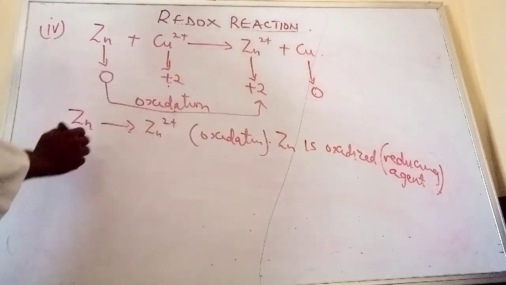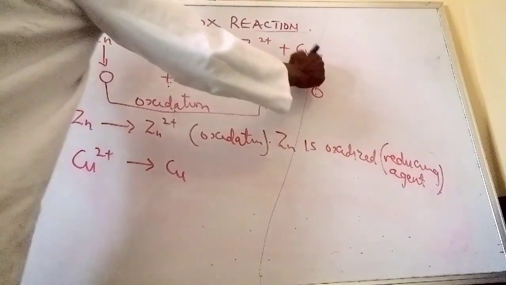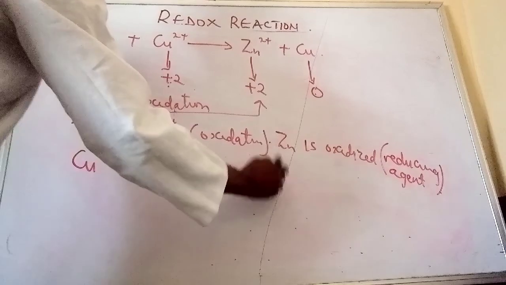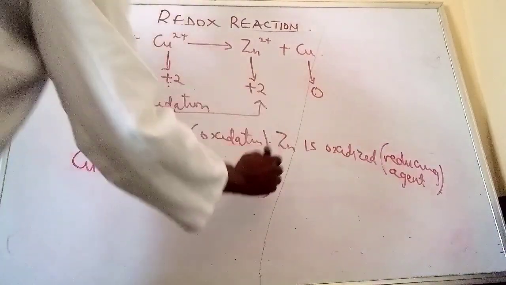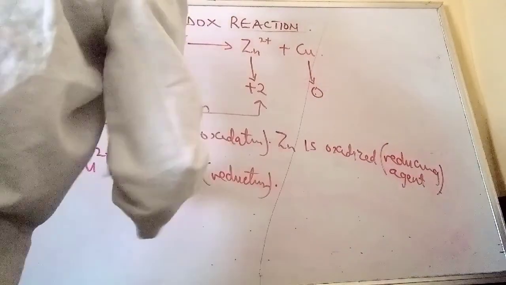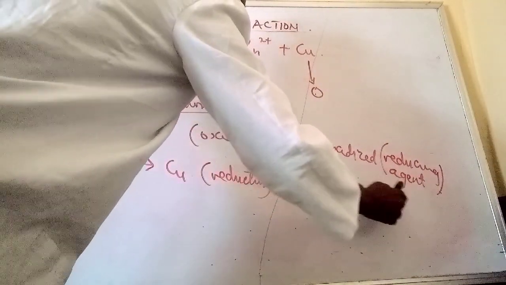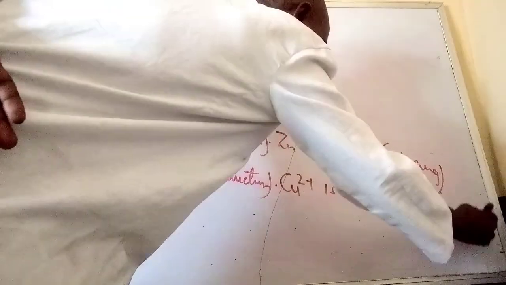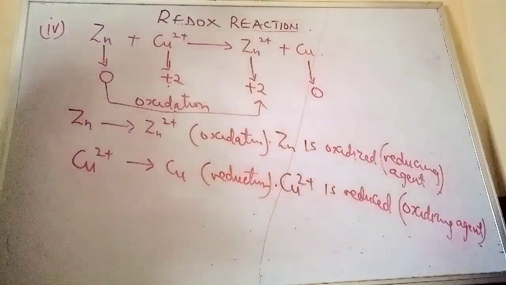While from copper 2 plus to copper atom, that is reduction process. It is obvious. You can see from +2 to 0, oxidation number has decreased. So that means this copper 2 ion, which is on the reactant side, is reduced, being reduction, and whatever is reduced is what? Oxidizing agent. So I will leave the last question for you to try.